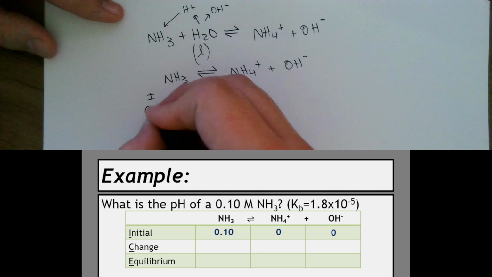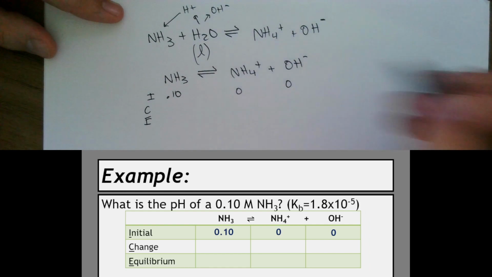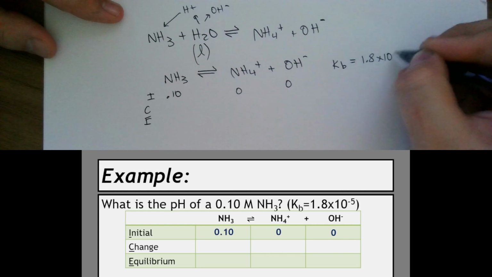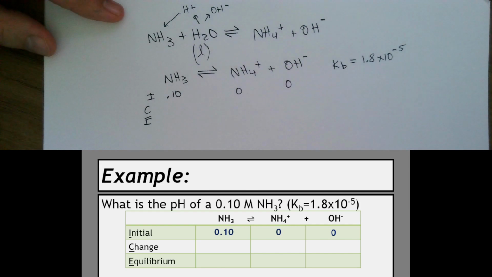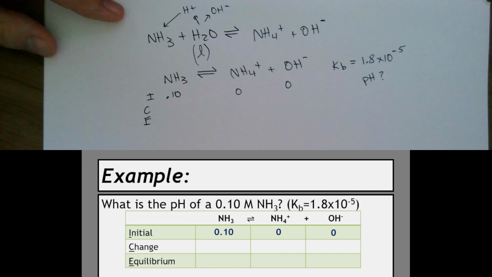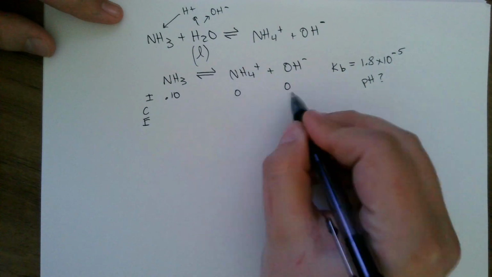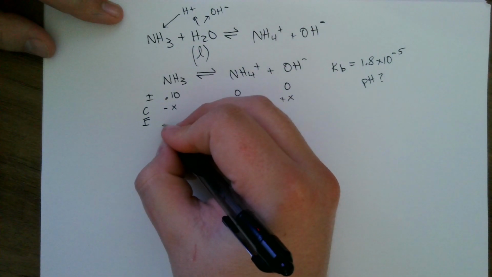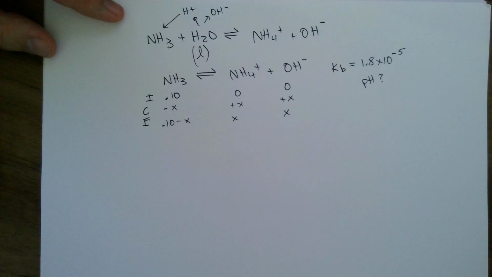I'm going to set up our ice table. My initial concentration of NH3 is 0.1 molar, and I have none of the products to start. The last bit of info gives me the Kb of NH3. This is going to let me set up an equilibrium expression for NH3. Eventually I want to find its pH. Let's do it. My reaction has to go to the right because there's 0 of this and 0 of this. Minus x, plus x, plus x. 0.10 minus x, x, x. Those are my equilibrium concentrations.